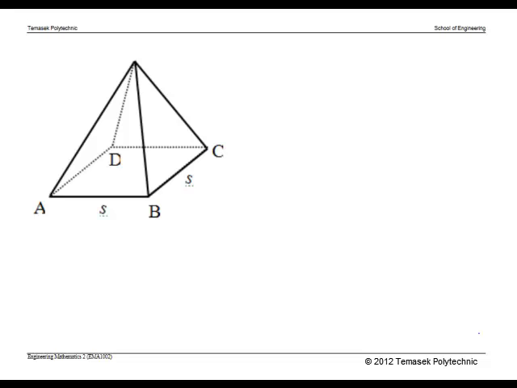If we look at the final pyramid, the volume V is given by V equals 1/3 times base area times height, where the base is a square with side S, so the area is S squared. Let the height be H. The height is a perpendicular distance from the top of the pyramid to the base.